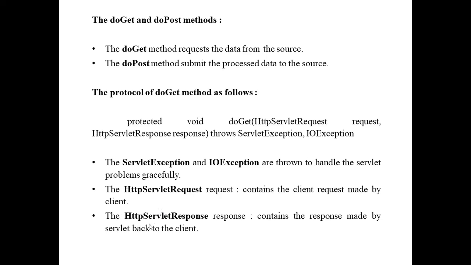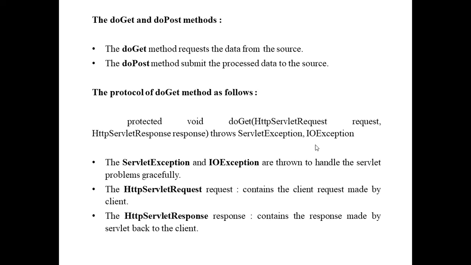Means the syntax of the doGet method is protected void doGet(HttpServletRequest request, HttpServletResponse response). Request is an object of the HttpServletRequest and response is an object of the HttpServletResponse. It throws ServletException and IOException. When you write a servlet program, that time we need to throw the exceptions, that is ServletException and IOException, for handling the servlet problems. So both ServletException and IOException are used in the program for handling servlet problems.